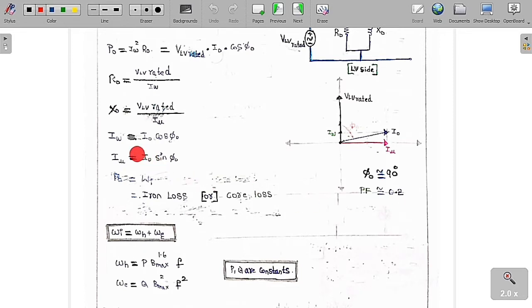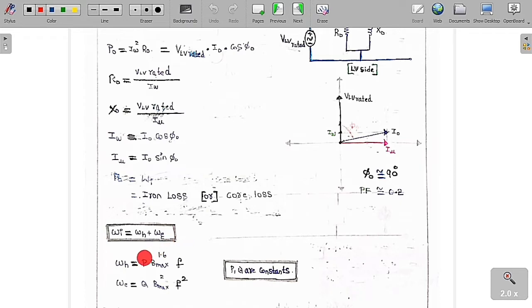And you can say I_W is equal to I_0 cos phi naught, where I_mu is equal to I_0 sin phi naught. And we can say the copper loss is nothing but equal to the iron loss, also called the core loss. So iron loss is a summation of the hysteresis loss and the eddy current loss.